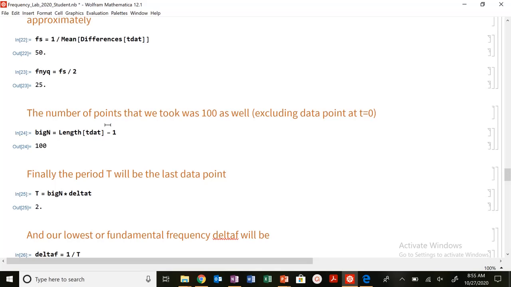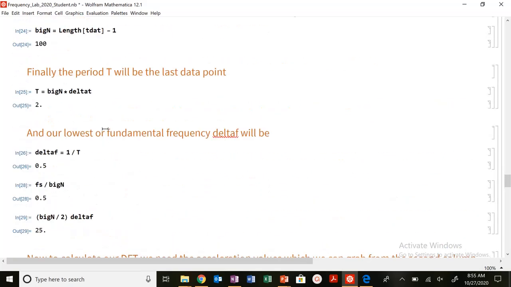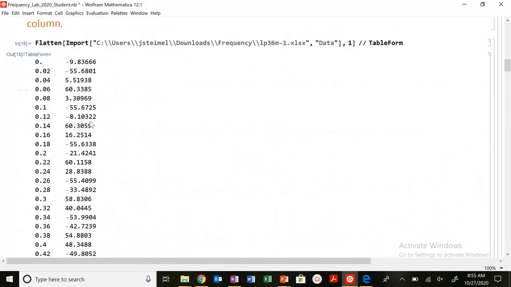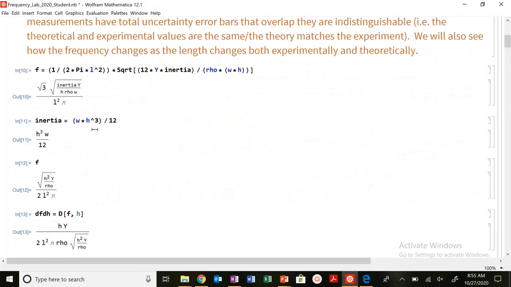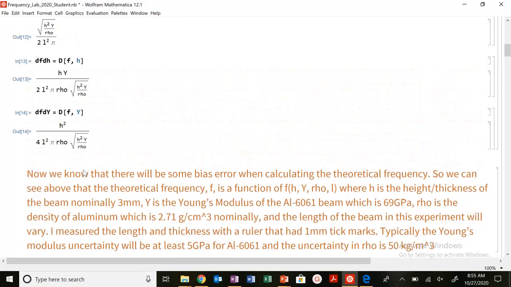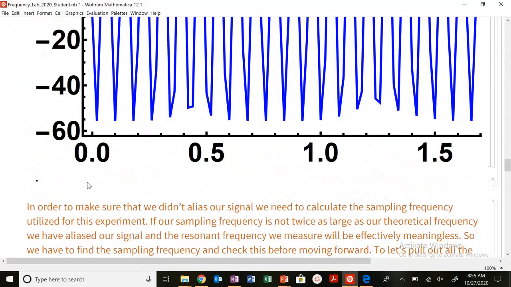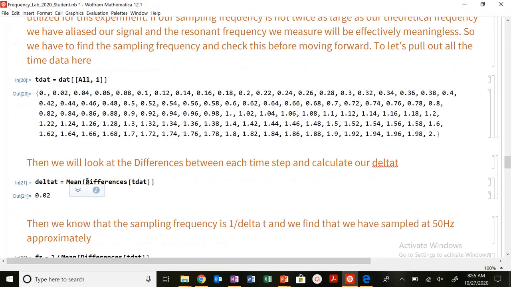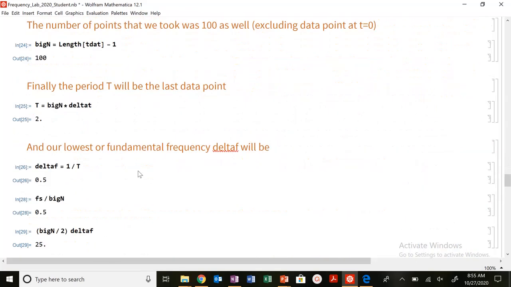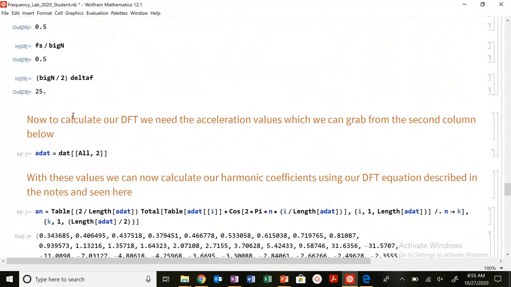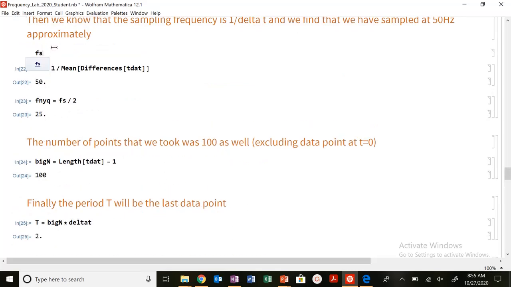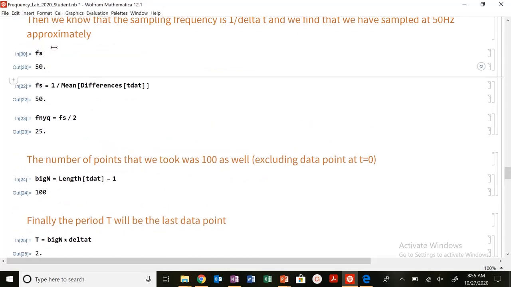The other thing you want to check is whether you have signal aliasing and spectral leakage in this signal. To do that, we need to calculate the nominal value, basically the theoretical frequency. So let's look at that right now. This example is for a length of 0.36 meters. Let's look at my sampling frequency first, my f sub s.